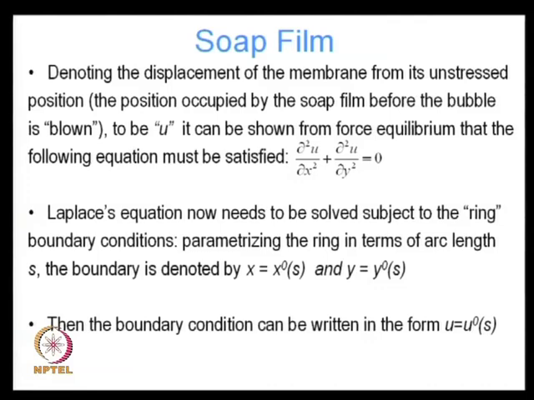So now we need to solve Laplace's equation subject to the ring boundary conditions, which we can do like we parameterize the ring by the arc length along the ring, and then we prescribe the displacement along the arc length, u is equal to u0 of s, and we solve that problem. So that soap film problem is nothing but the solution of Laplace's equation subject to the appropriate boundary conditions.